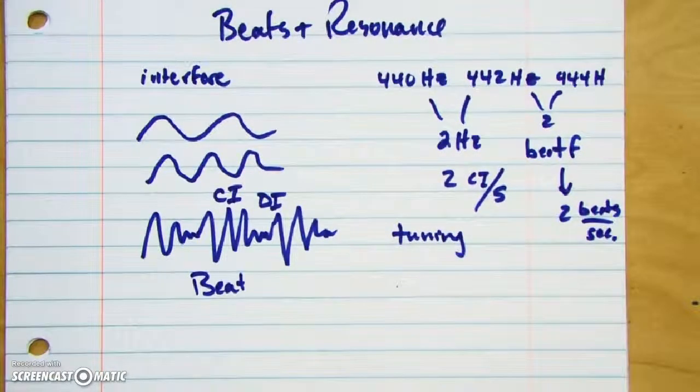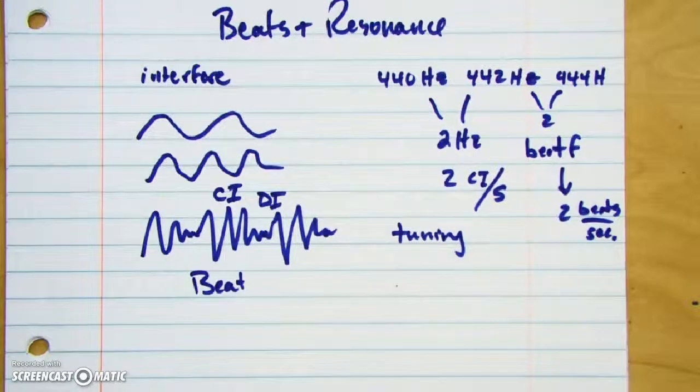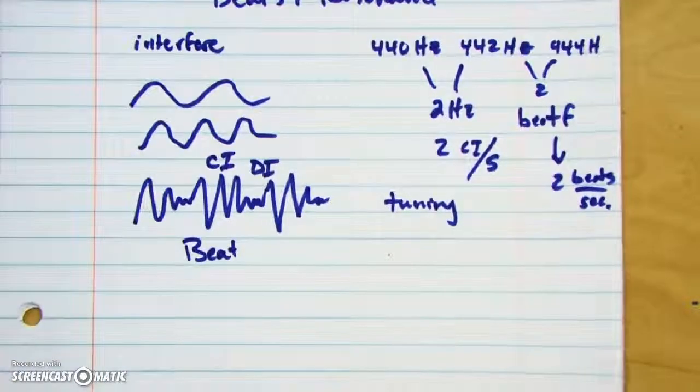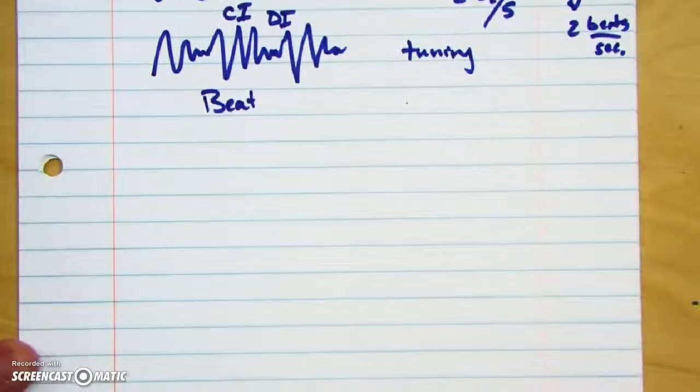What they do is they set either an electronic tuner or a tuning fork to a certain frequency, and then they adjust the string for a stringed instrument until it matches it and does away with this, and you get a solid loud tone. Now let's take a look at a couple examples of this and take a look at the math that goes with this to hopefully understand this.